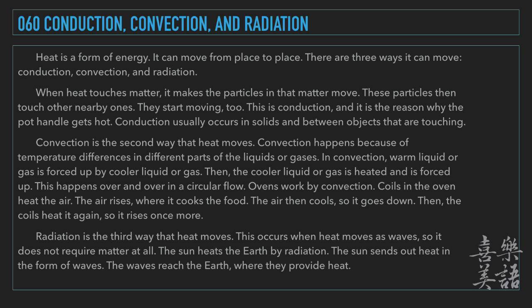Convection is the second way that heat moves. Convection happens because of temperature differences in different parts of the liquids or gases. In convection, warm liquid or gas is forced up by cooler liquid or gas. Then the cooler liquid or gas is heated and is forced up. This happens over and over in a circular flow.